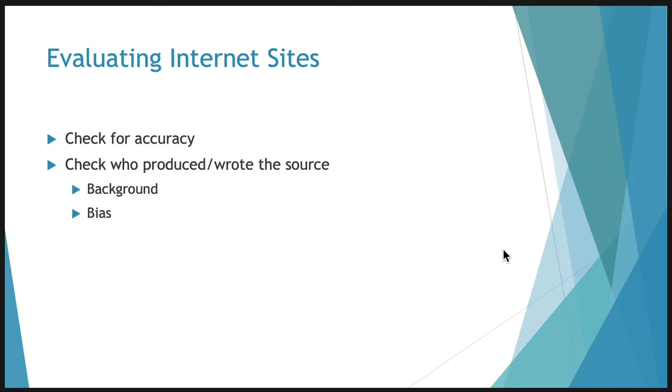You always want to check for who produced or wrote the source. Most internet sites are going to have some sort of parent company or author that is paying for the source and paying for the site. You want to look at their background. You want to look at their bias.